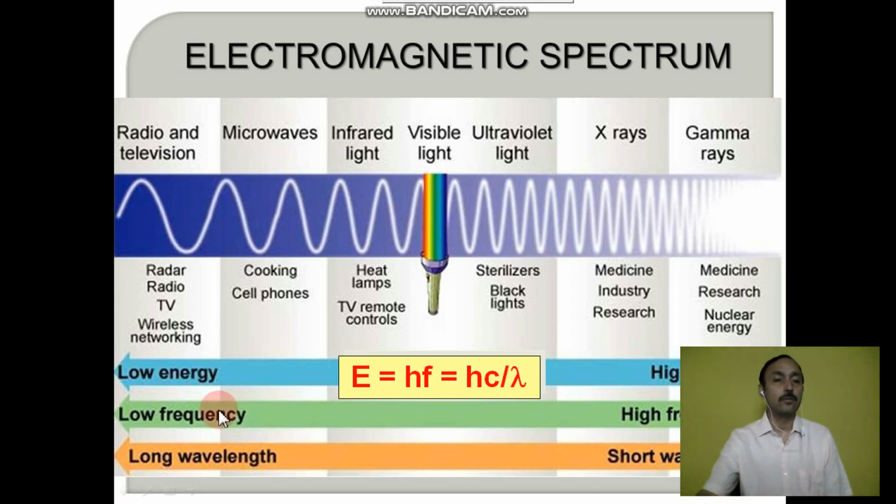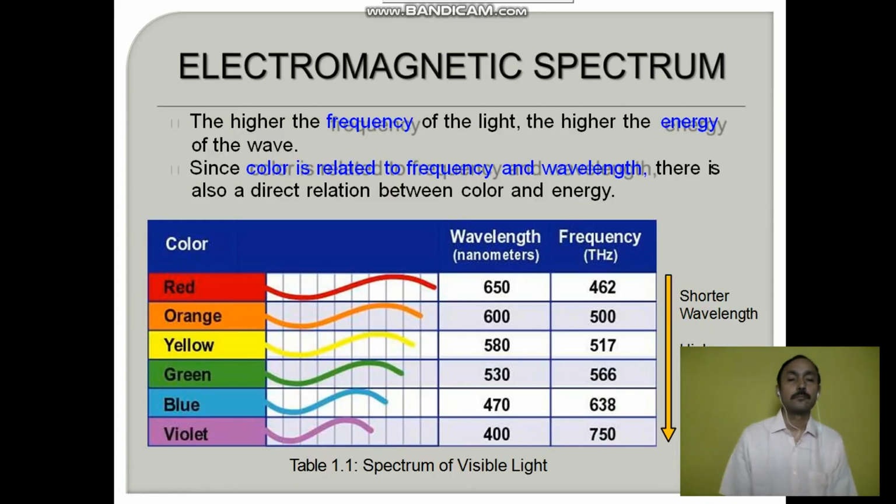So low energy means low frequency, which means long wavelength. High energy means high frequency, which means short wavelength. The higher the frequency of the light, the higher the energy of the wave. Since the color is related to the frequency and wavelength, there is also a direct relation between color and energy.